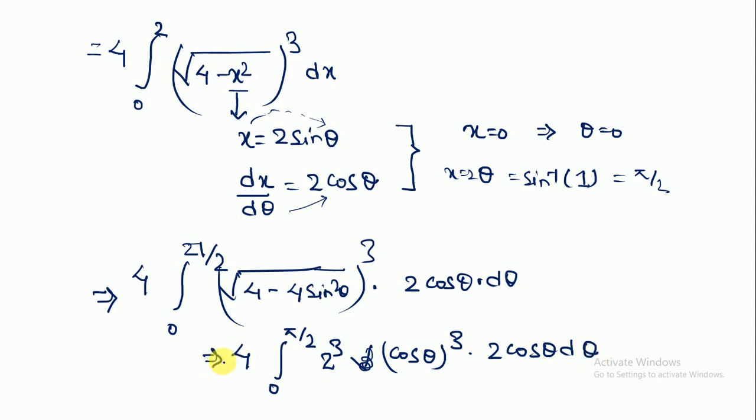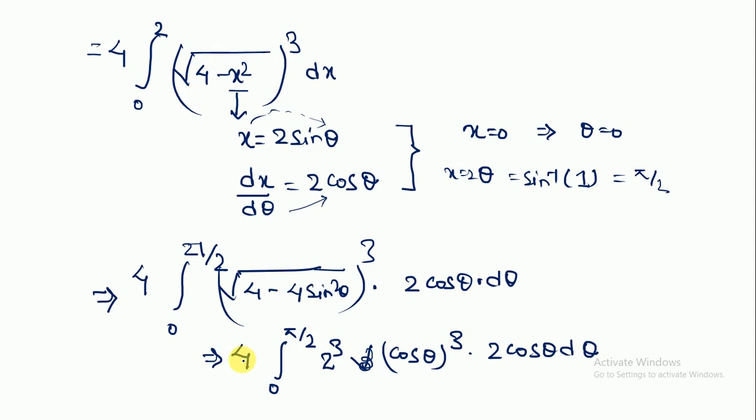On further reduction, what you will get is 64. Why 64? Because 4 into 8, 8 4 is 32, into 2, that is 64, into cos 4 theta. So the integral 0 to pi by 2 of 64 cos of 4 theta d theta.